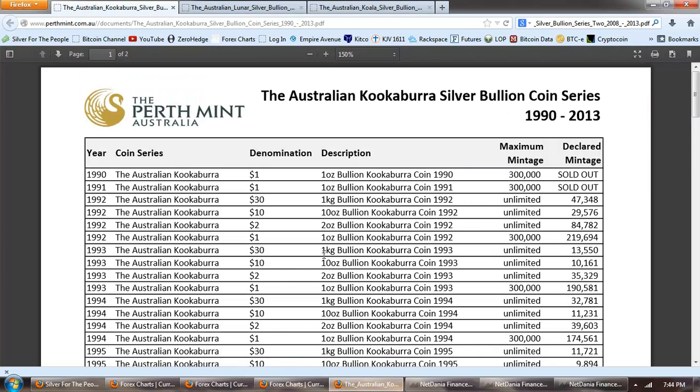I came across these today, and they're very important. As you know, the Perth Mint is my favorite. There's a number of reasons. The first reason, of course, is that they're all individually sealed in plastic capsules.